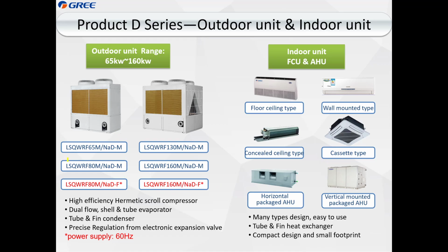From this side, this module, we see this unit's power supply not only has 50 Hz, but we also have 60 Hz. For example, this one is 60 Hz. So according to the situation, you can choose different power supply products. And this side is the indoor unit, fan coil or air handling unit.